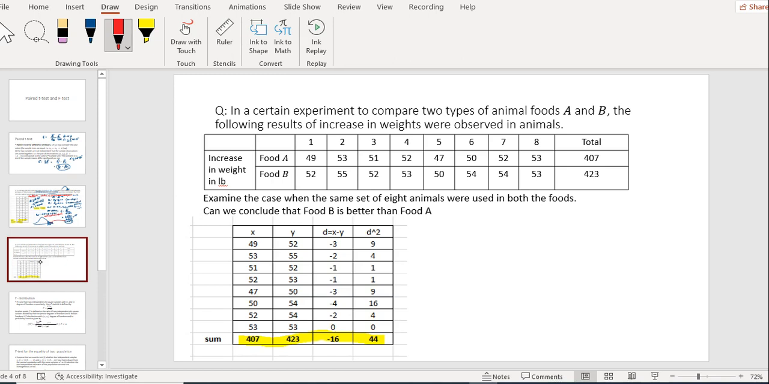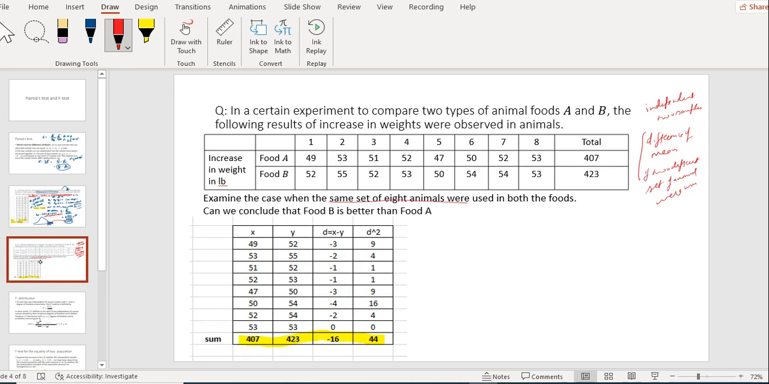Now this is the important point. If we are using two different sets of animals, then we need to use the difference of means, that is, independent two samples. But what is given here is that the same set of 8 animals was used. So it means that these two sets of animals are the same only.